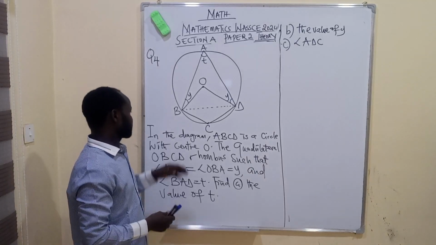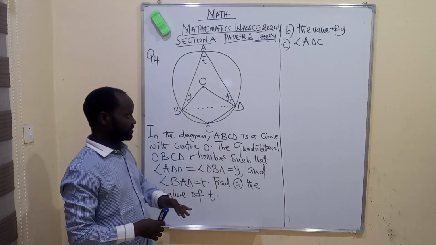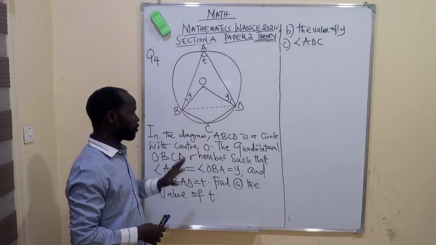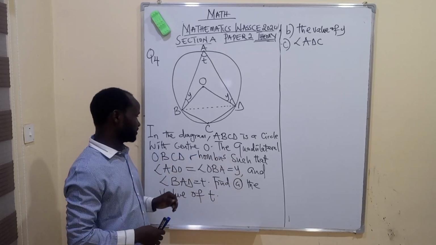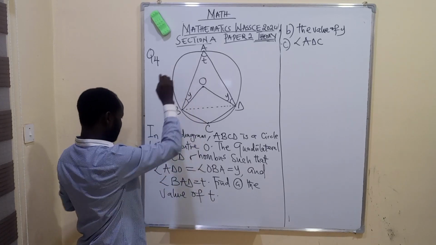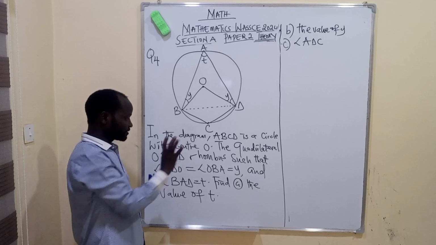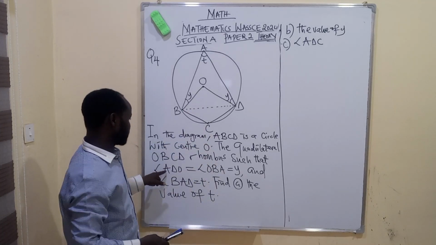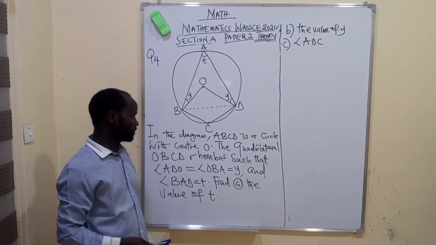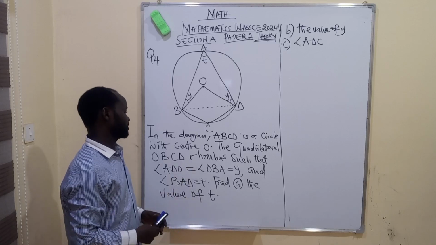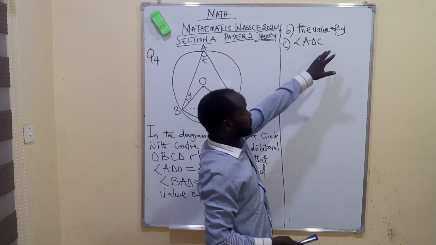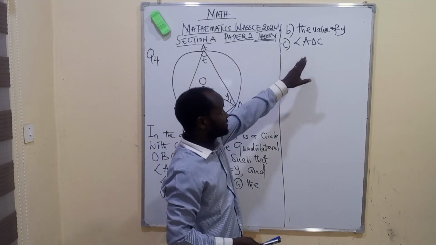The question reads: in the diagram, ABCD is a circle with center O. So we have a diagram here that is a circle with center O. The quadrilateral OBCD is a rhombus, such that angle ADO is the same as angle OBA, which equals Y, and angle BAD equals T. We are asked to find A, the value of T, B, the value of Y, and C, angle ADC.